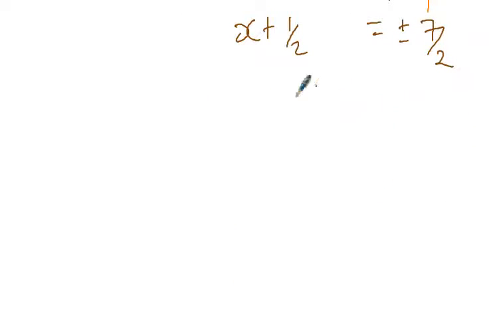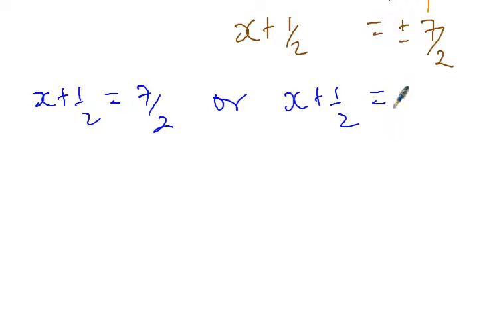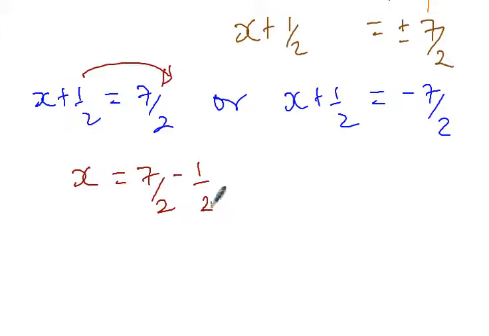From this we can write and say that means either x plus a half is equal to positive 7 out of 2, or x plus a half is equal to negative 7 out of 2. If we continue with this, take this to this side, x should equal to 7 out of 2 minus a half. This will give me, since the denominator is the same, 7 minus 1, 6 out of 2, and the final answer here is a 3.